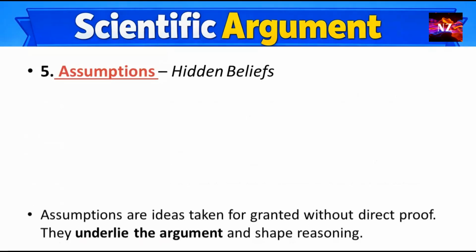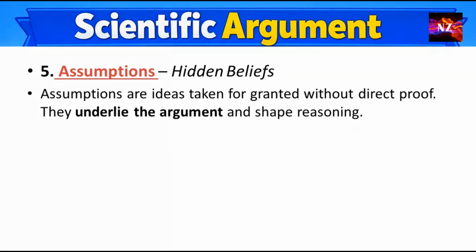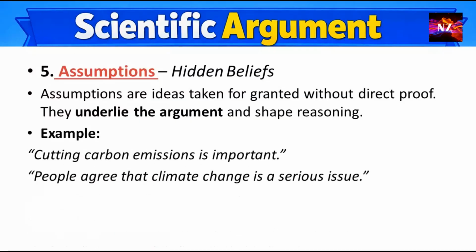Next, we have assumptions or hidden beliefs. They are ideas which are taken for granted without direct proof. They underlie the argument and shape the reasoning. For example, cutting carbon emissions is important, or people agree that climate change is a serious issue. So basically, assumptions are ideas without any direct proof.